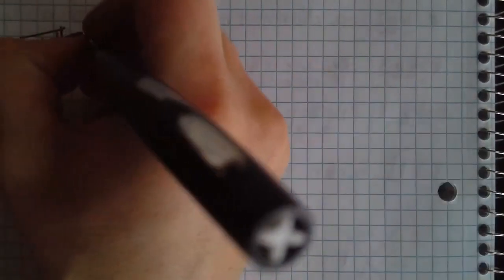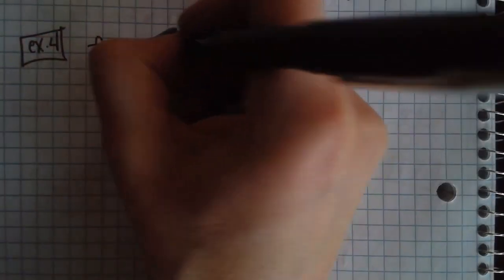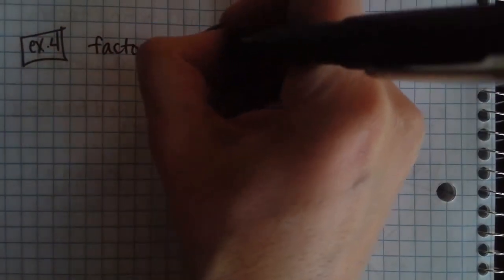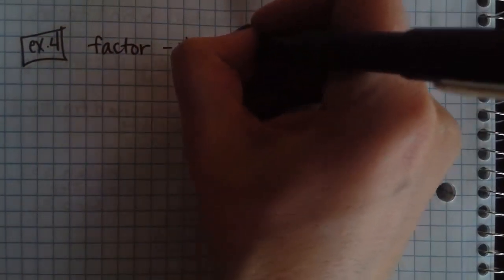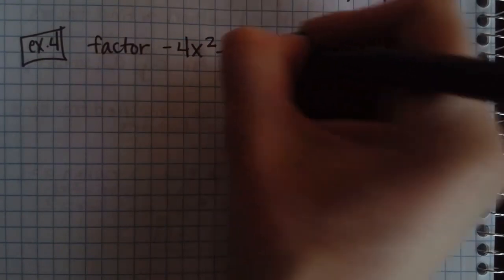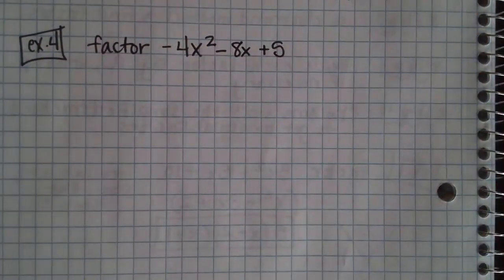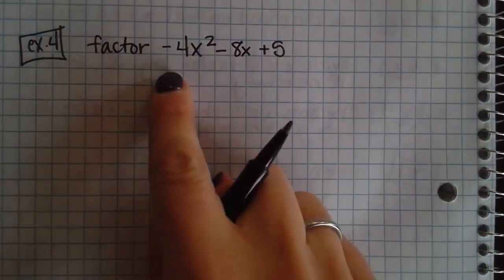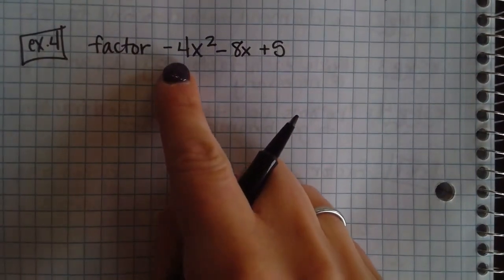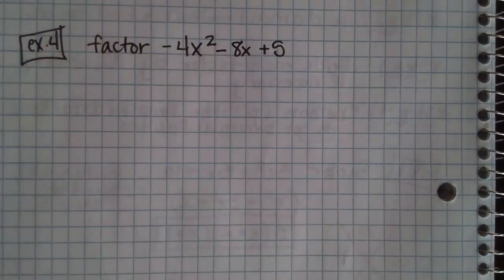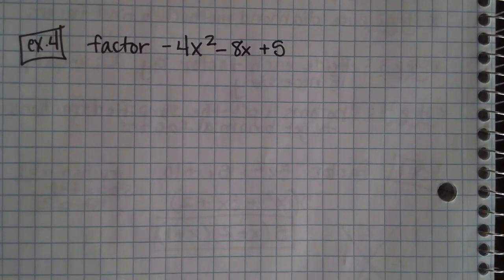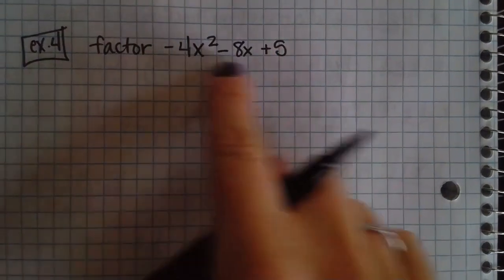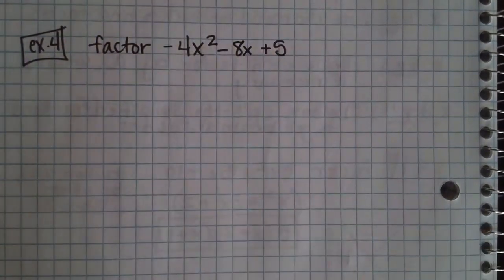Right? Okay, let's do example 4. Factor negative 4x squared minus 8x plus 5. We never can factor with a negative a. So we always have to get rid of the negative a. Now, if it's a GCF and we can factor it out, great. But in this case, can we factor out like a negative 4? No. So we have to get rid of that negative sign.